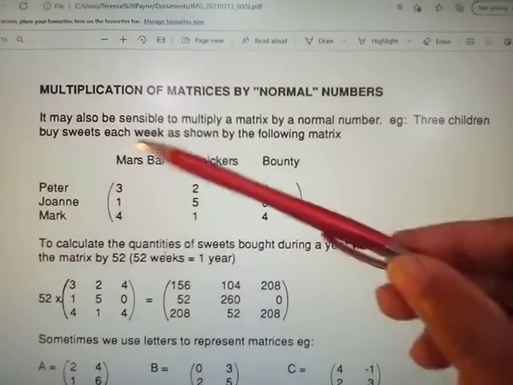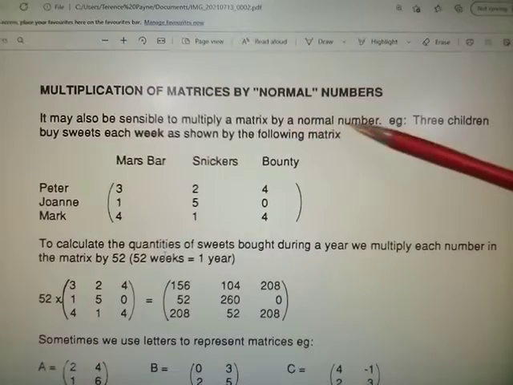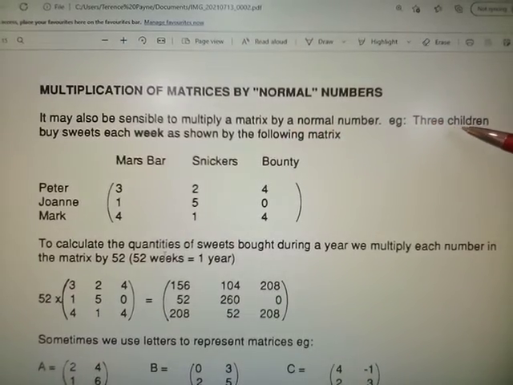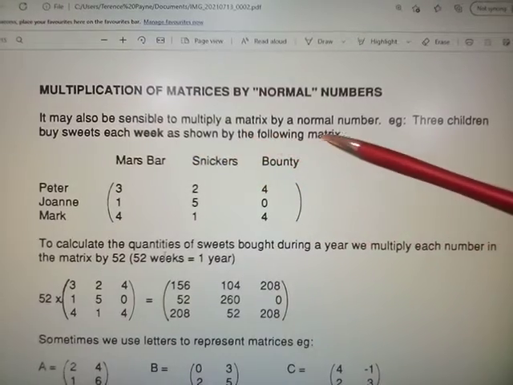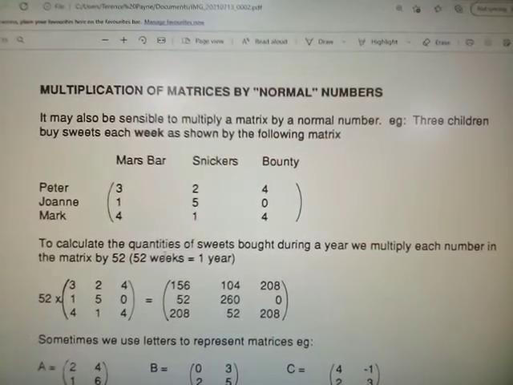It may also be sensible to multiply a matrix by a normal number. Example, 3 children buy sweets each week as shown by the following matrix. Mars bar, Snickers, Bounty.